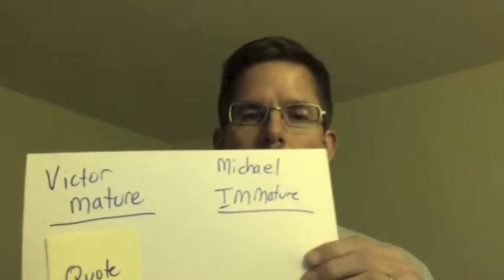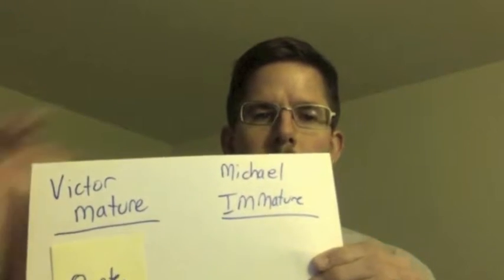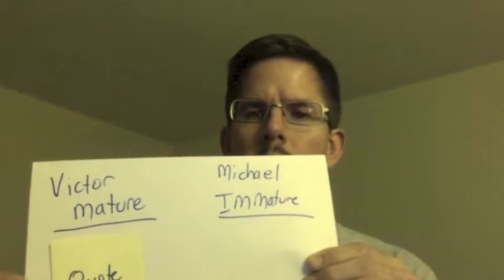A closed sort is providing students categories in order to organize information such as quotes. In this video, I'll show how to make a closed sort using quotes from "7th Grade" by Gary Soto. The two topics that are shown here are Victor is mature and Michael is immature.